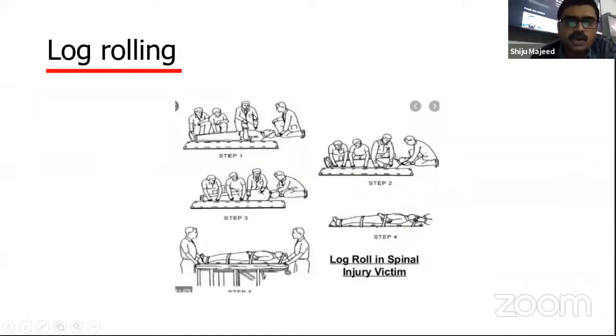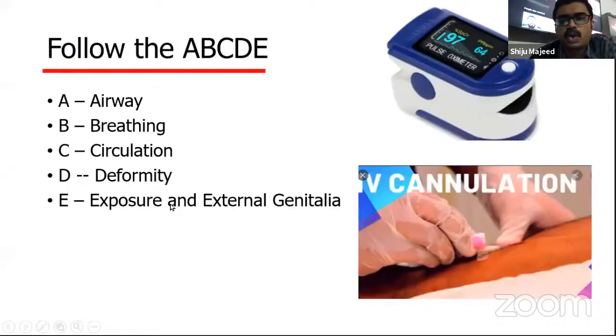1 person should be controlling the upper torso. 2 persons should be controlling the pelvis and the lower limb. So whatever sideways movement that you have to do should be done together, and then the patient should be immobilized in a spine board and taken to the nearby hospital. That is the importance of log rolling.